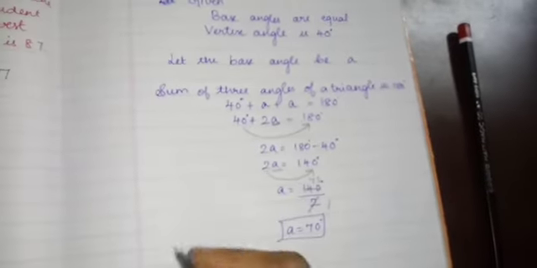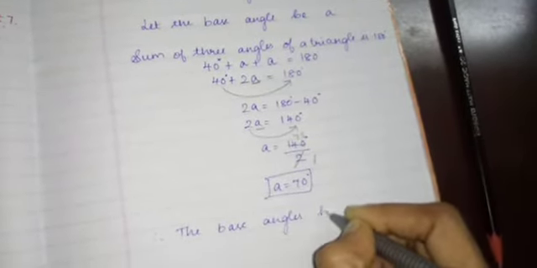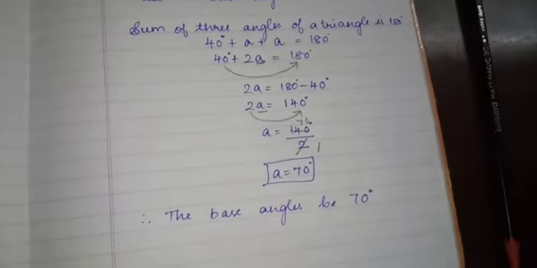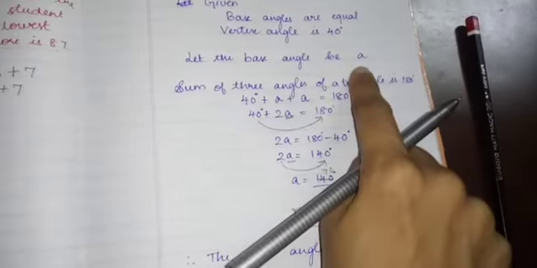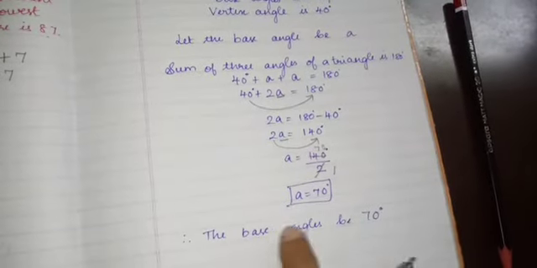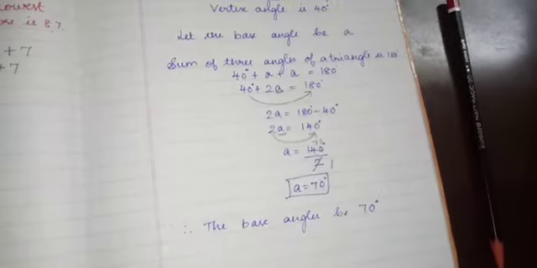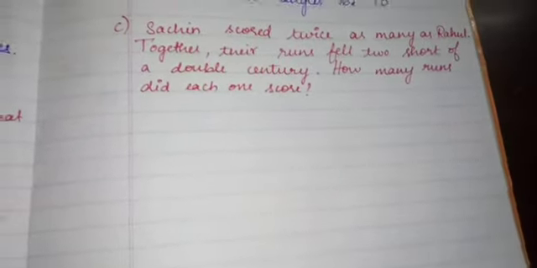So what is the value of A? 70 degree. Therefore, the base angles are 70 degree. This is very important because I have to find the base angle in this question. What we have taken as A is the base angle. So therefore the base angles are 70 degree. Both the angles will be 70 degree. Understood, children? Next is your C problem.